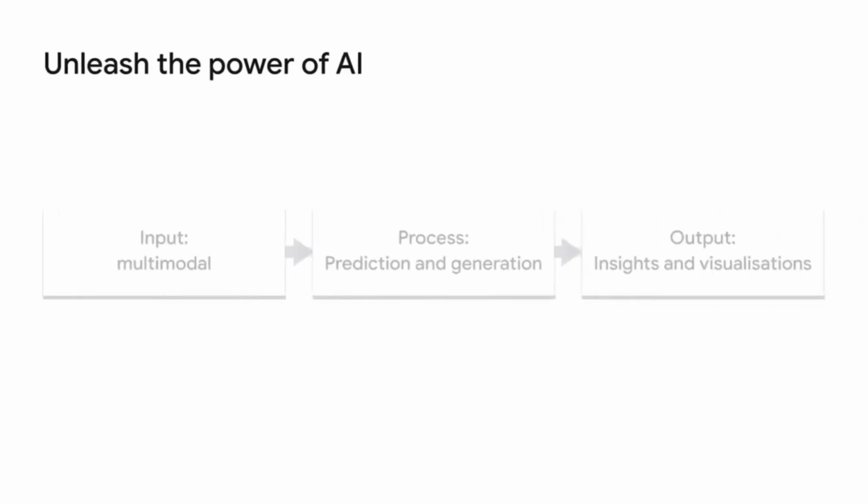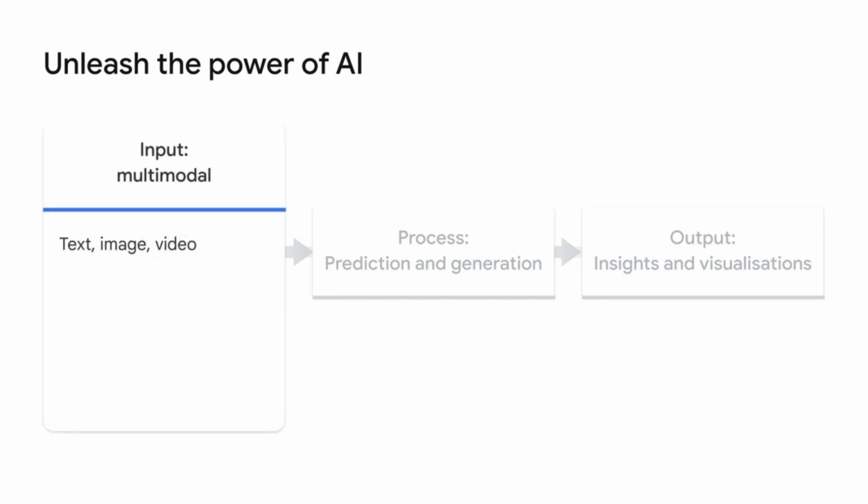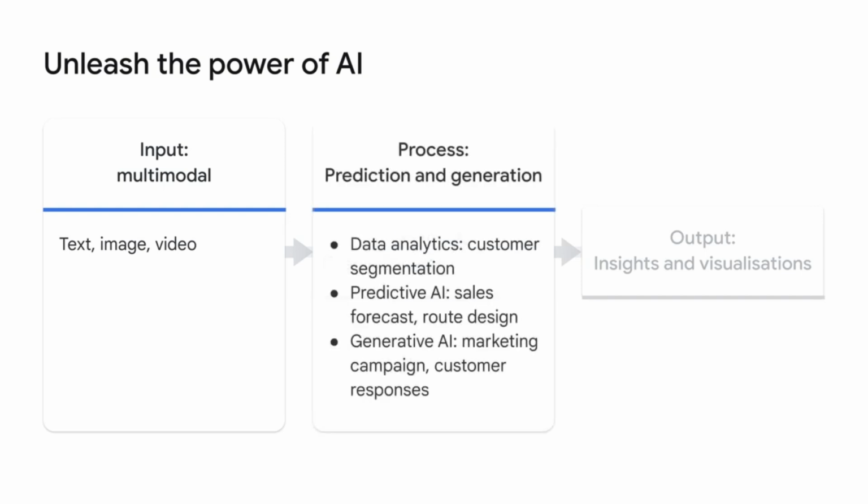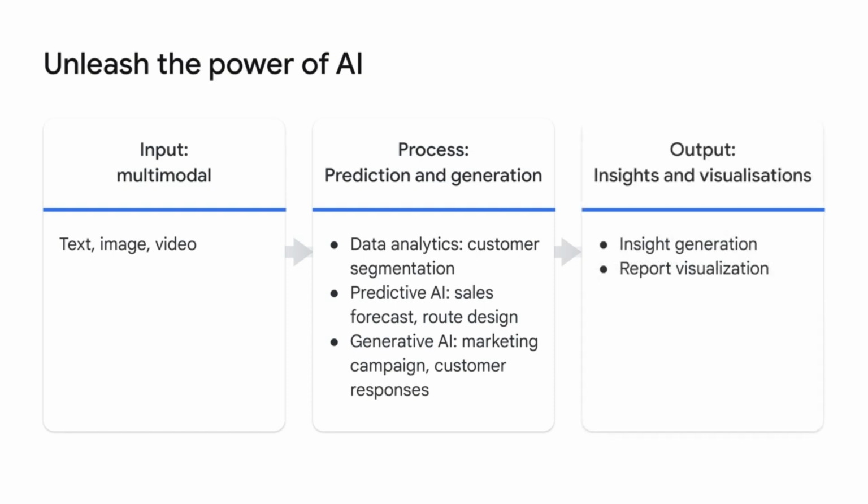Isn't it remarkable? The process is actually straightforward. Multimodal input. This involves incorporating various forms of data such as text, customer reviews, images, coffee and dessert pictures, and videos, real-time street view. Prediction and generation. This is powered by data analytics like customer segment analysis, predictive AI like sales forecasting, and generative AI like marketing campaign automation. Visual output. The insights and reports are then presented visually, empowering businesses to make real-time data-driven decisions and optimize their operations.